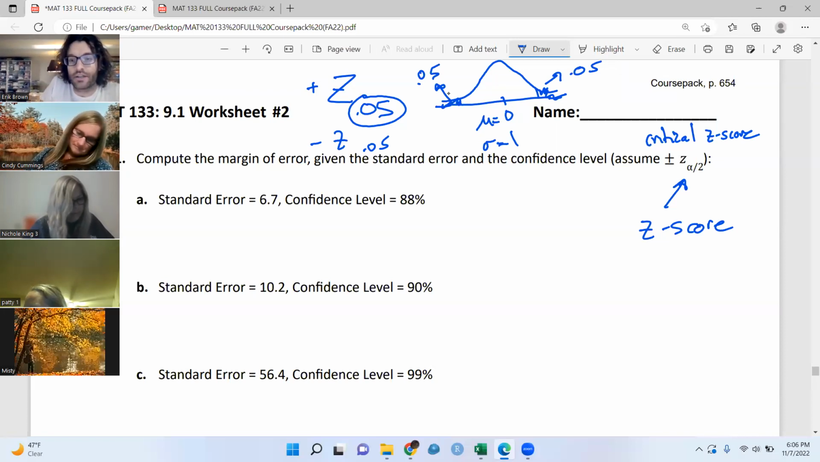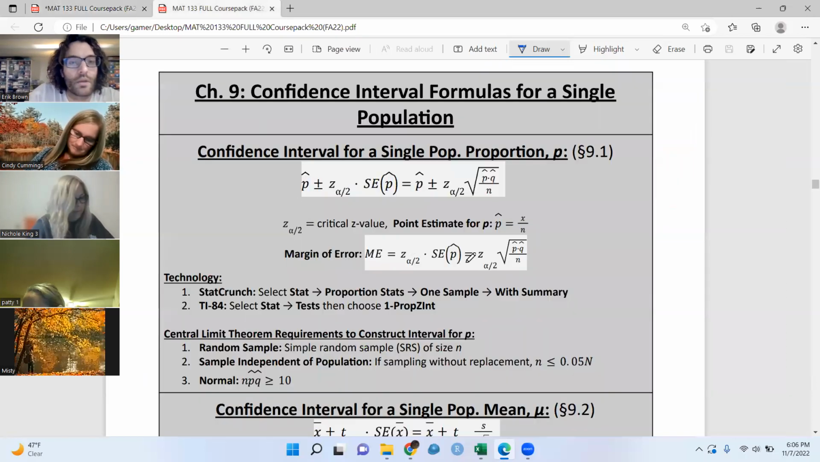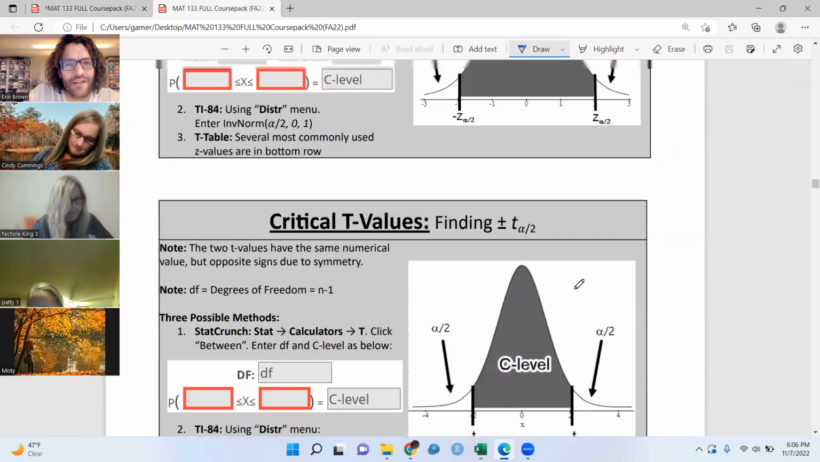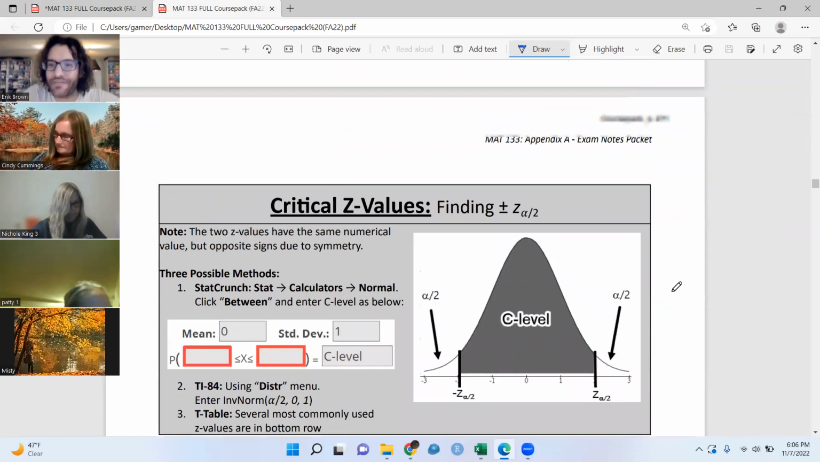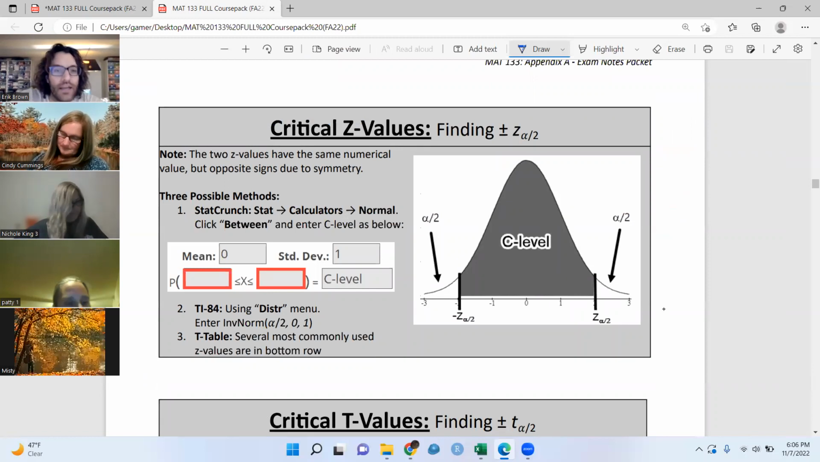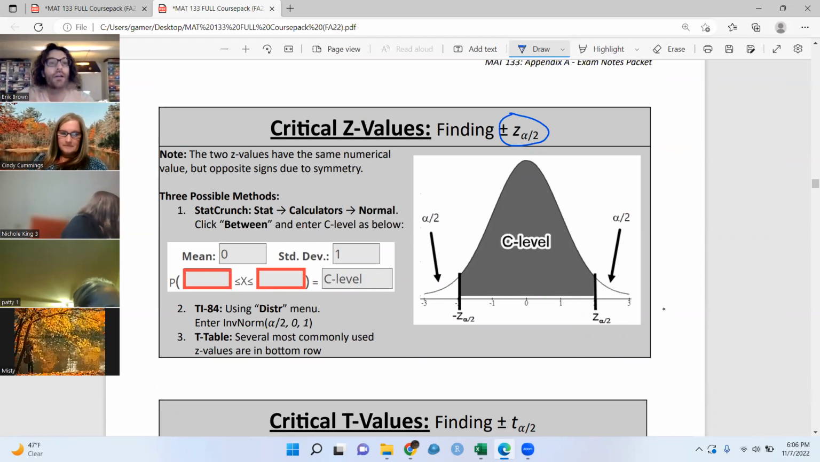Okay, so what's the connection between confidence level and alpha? You know, here I'm saying all this stuff, and look at this. Page 271, in big and bold, critical z value. Did I say score? I should have said values. Critical z values are these, and we're going to find them in StatCrunch. And the C level is the area between the two values, and the tail areas are the alphas divided by 2.